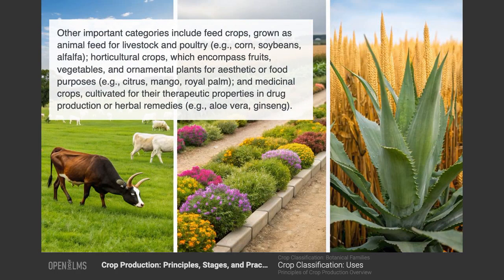Other important categories include feed crops, grown as animal feed for livestock and poultry, e.g., corn, soybeans, alfalfa; horticultural crops, which encompass fruits, vegetables, and ornamental plants for aesthetic or food purposes, e.g., citrus, mango, royal palm; and medicinal crops, cultivated for their therapeutic properties in drug production or herbal remedies, e.g., aloe vera, ginseng.